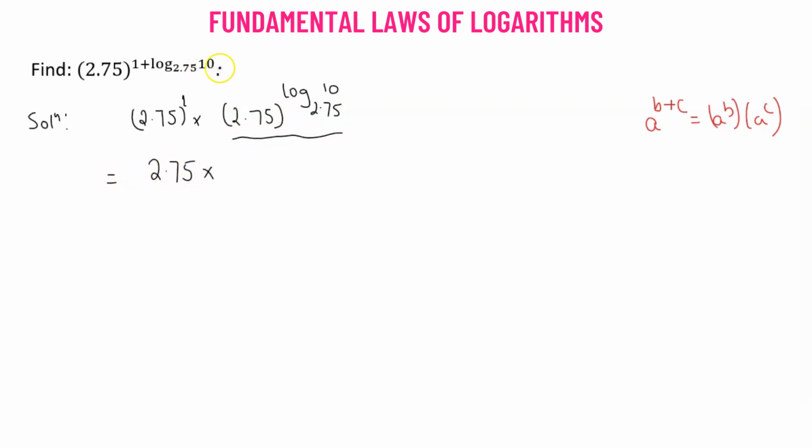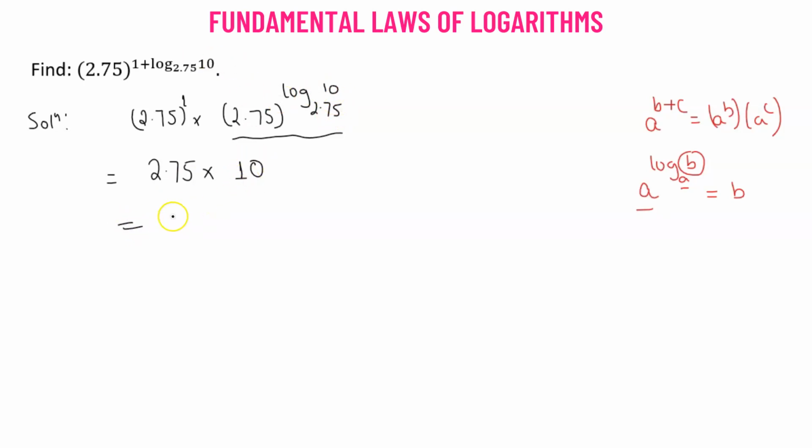Now here we have to use the property of logarithm. So that is, a raised to the power of log of b with the base of a is equivalent to b. Meaning, if the base of the exponent, which is a, and the base of the logarithm, a, are both the same, then this becomes equal to b. So in our case, the base of the exponent is 2.75, and the base of the logarithm is 2.75 as well. That means our value reduces to 10.